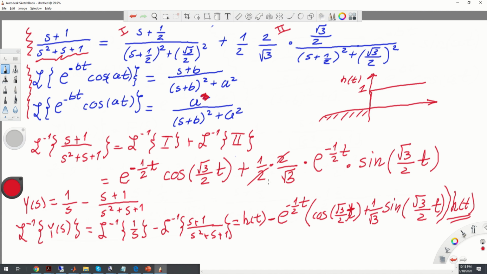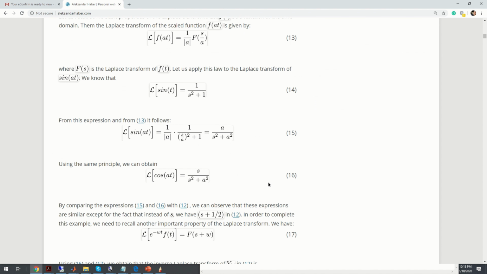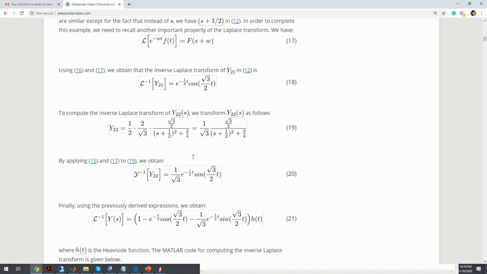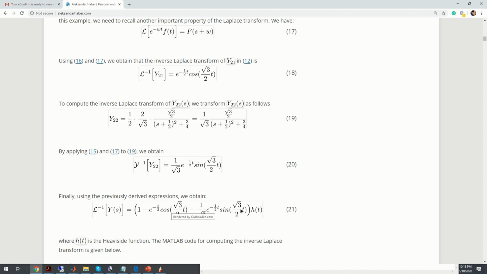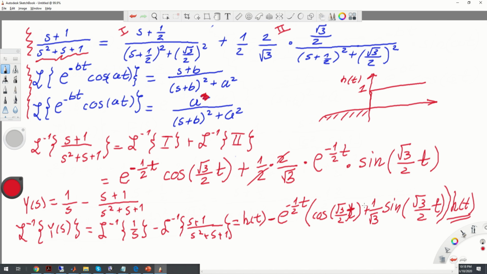Okay, so everything you have seen in this slide is actually given in the post I wrote. These are all the expressions. This is the final expression. So let's compare. I just wrote it a little bit differently, but if you take out e to the minus t over 2, you have cosine plus 1 over square root of 3 sine. And this is actually what you can see over here.